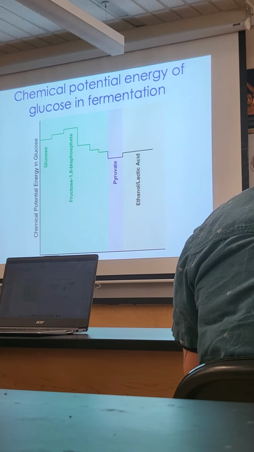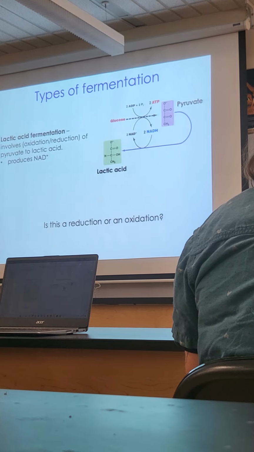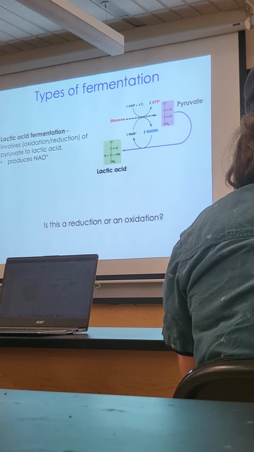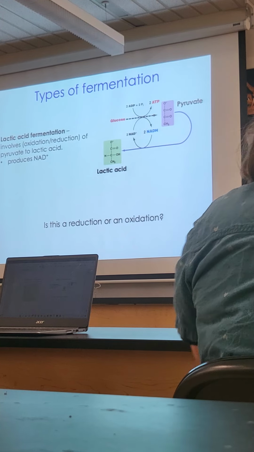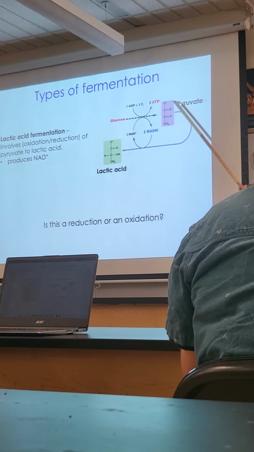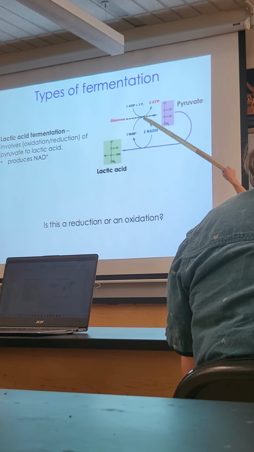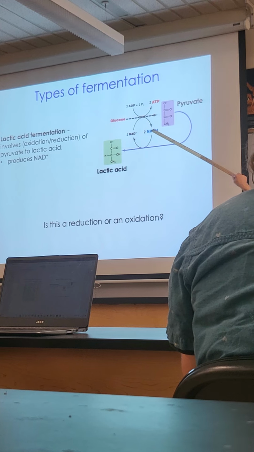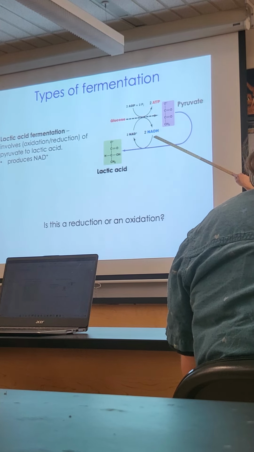I'll show you the chemical reaction for that. So first let's talk about lactic acid fermentation. This again is kind of showing you the schematic. This is glucose being converted into pyruvate. That's 10 steps of glycolysis. This process required NAD+ and picked up electrons, so it produced NADH.